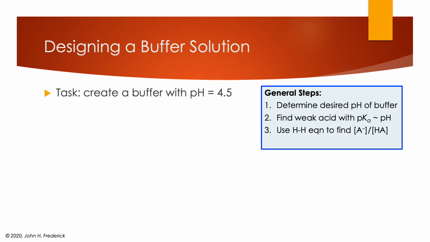So let's see how we might design a buffer solution with a particular desired pH. So let's say that our task is to create a buffer solution that has a pH of 4.5. Now the reason for doing this is that there may be some other chemical reason in a solution that we want to have a certain pH at 4.5. So we would introduce a buffer to that solution so that it would try to maintain that pH so that it wouldn't destroy or disrupt some other chemical process that we want to take place.